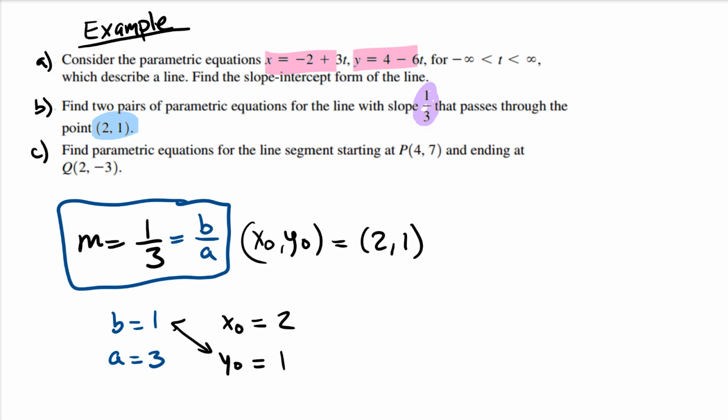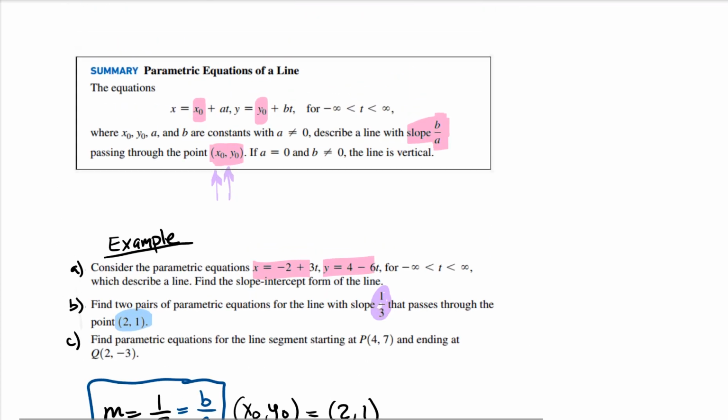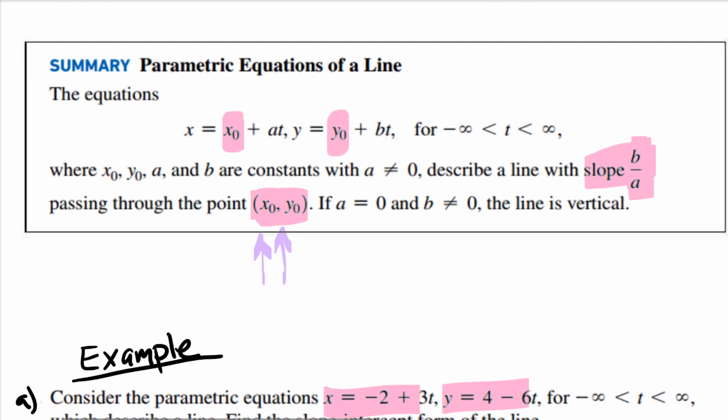But these are going to go this way. B goes with y. All right, let's go back up to this and see our general form and see that b goes with our y. Huh? There it is. Oops, oops, oops.